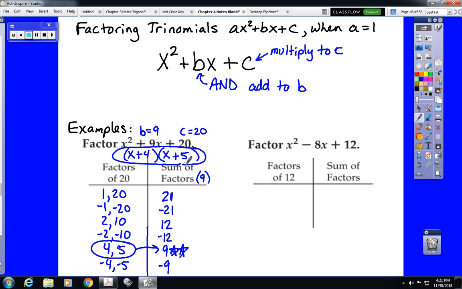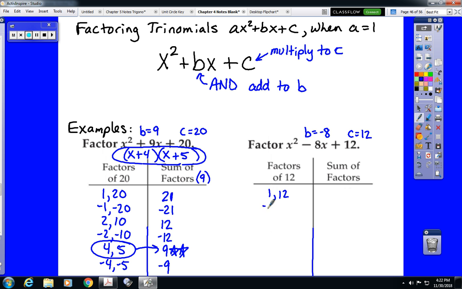Let's do another one. Here we're looking for numbers that multiply to positive 12 and add to negative 8. Now that should tell us that in order for two numbers to multiply to equal a positive number and add to a negative number, they both have to be negative. But we'll go ahead and write out the entire list just to drive that point home.